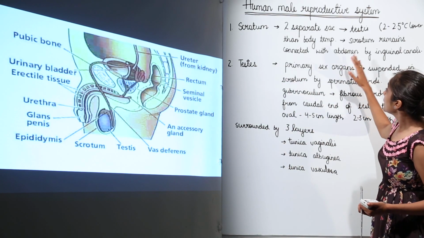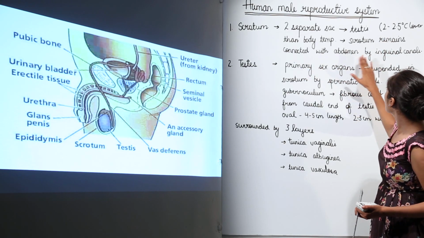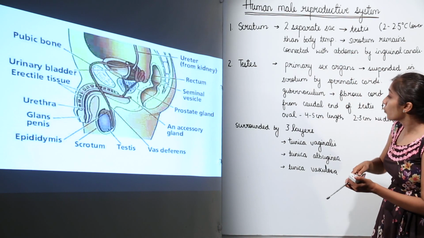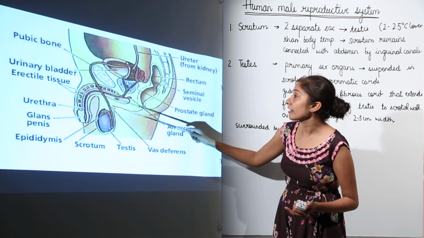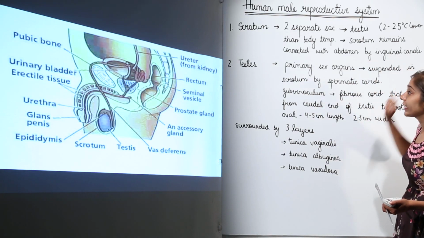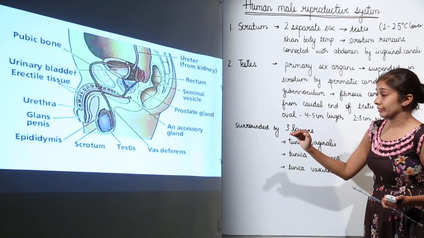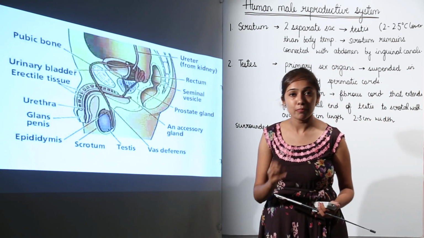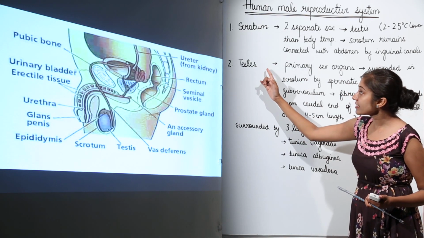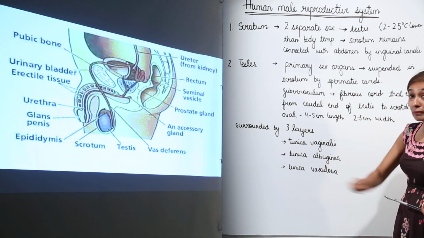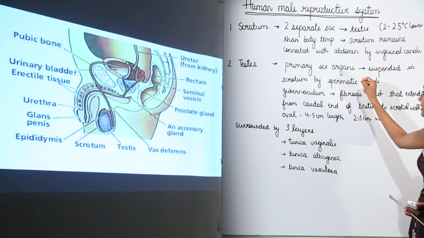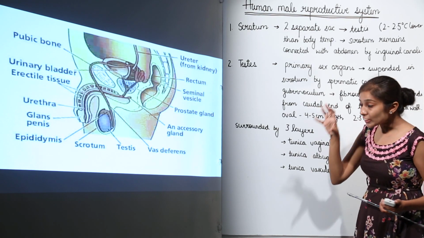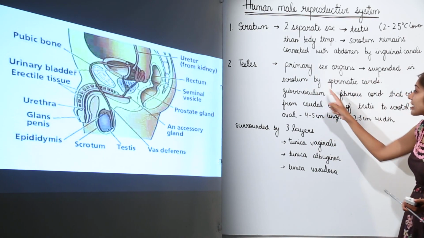Then next, the scrotum remains connected with the abdomen by canals that we call inguinal canals. The next very important organ, a primary sex organ in males, is the testis. I am repeating again, testes are the primary sex organs. They are suspended in the scrotum by spermatic cords.